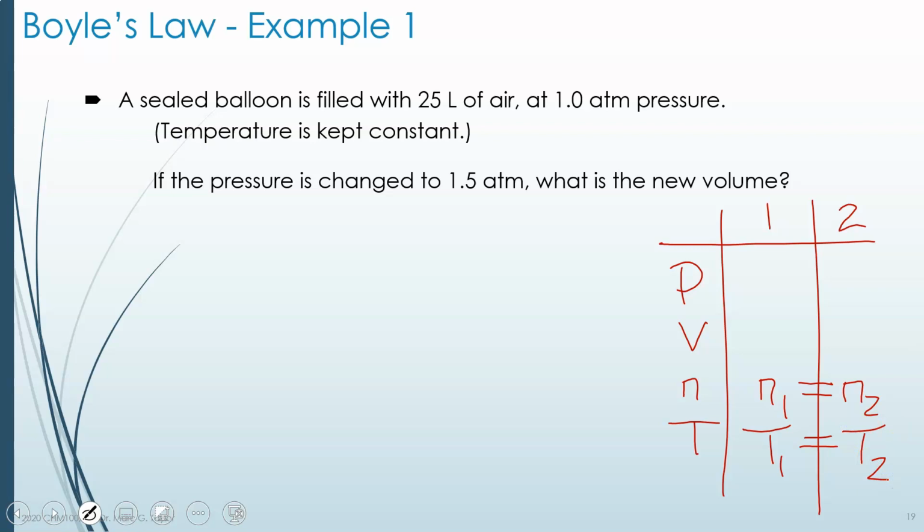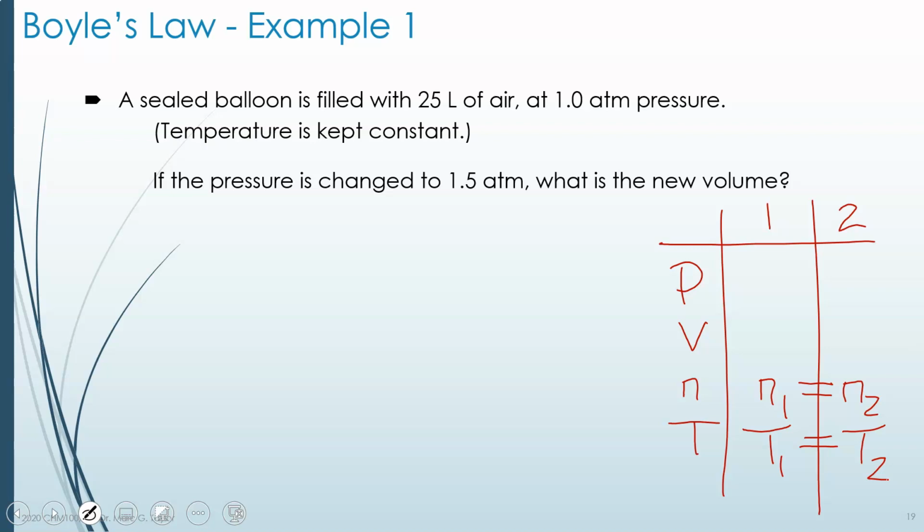We do have to concern ourselves with the remaining two, P and V. And if N and T are constant, and we're only looking at P and V, that's Boyle's law. So Boyle's law asks for those values. Well, we have 3 of those 4 values, and we can solve for the 4th. So let's put them in.